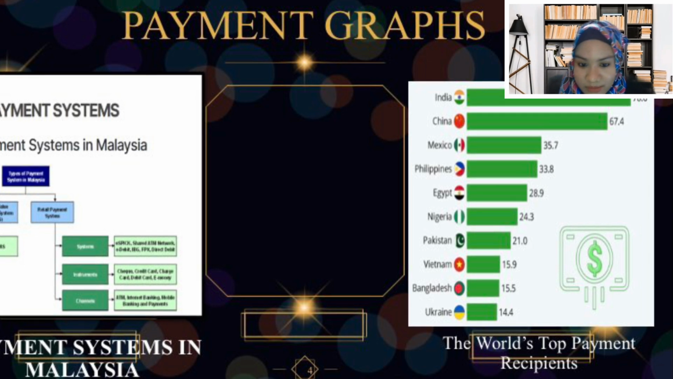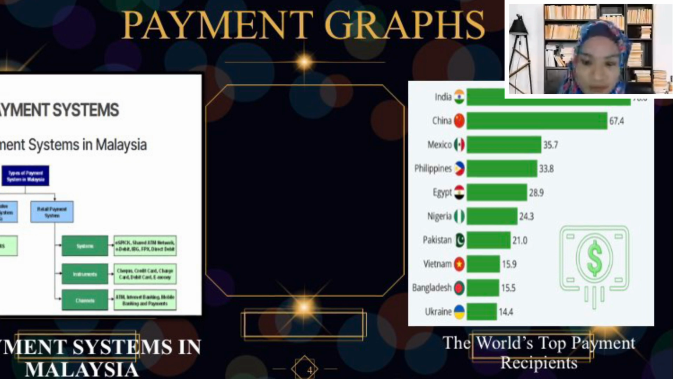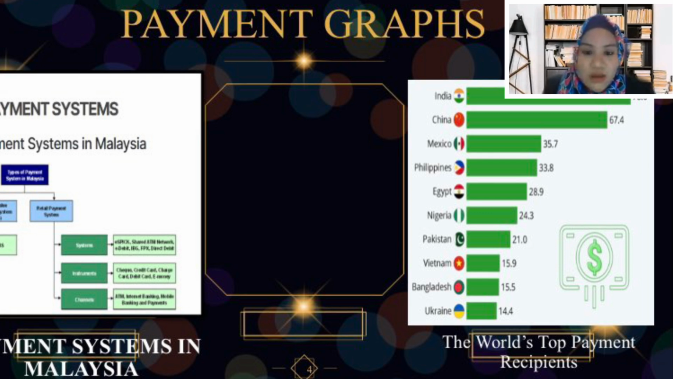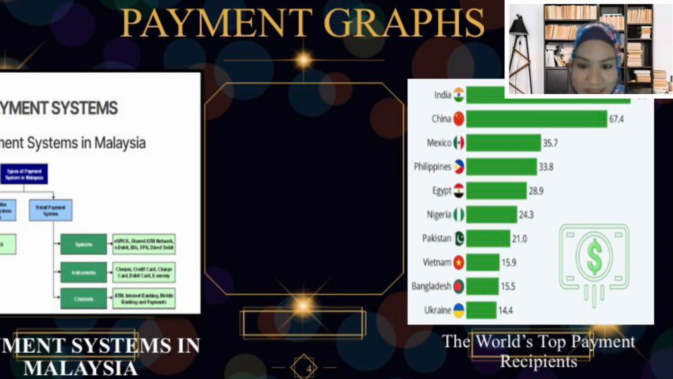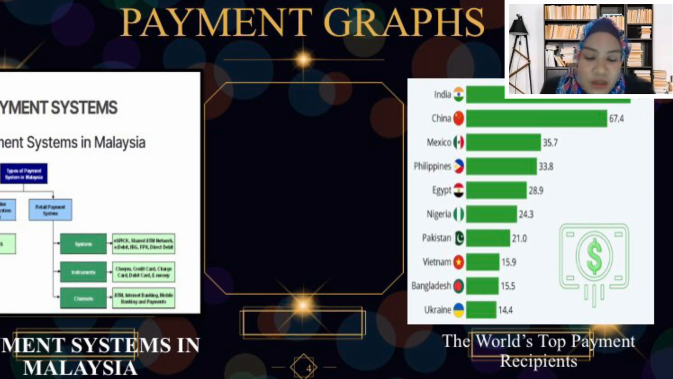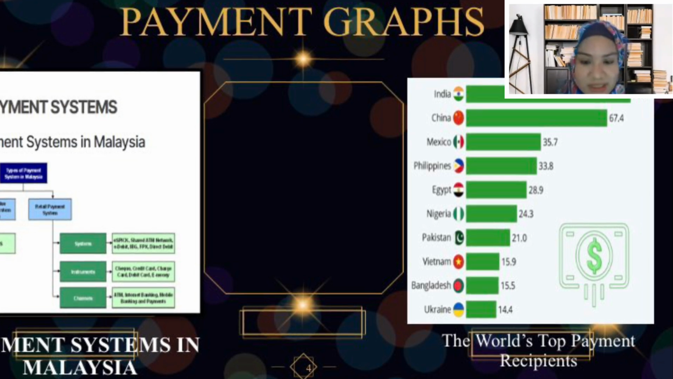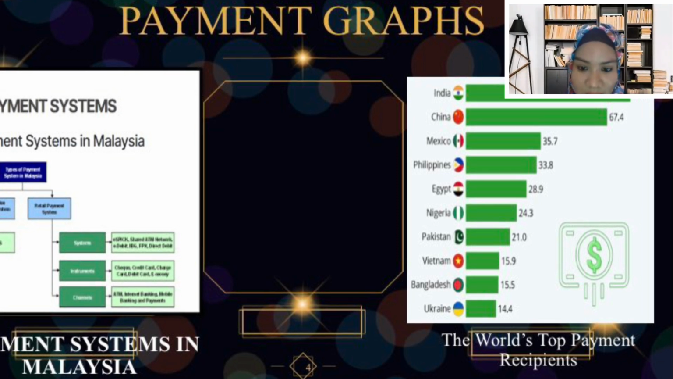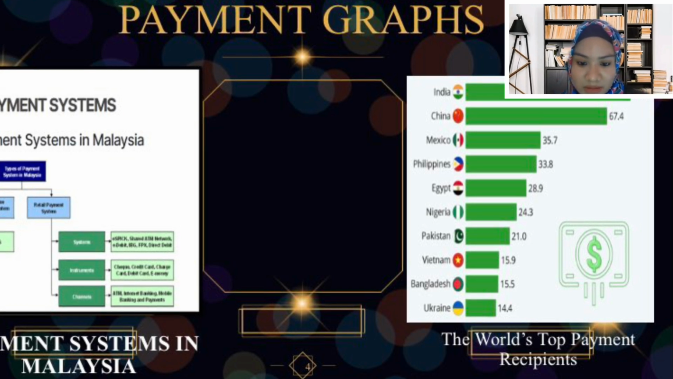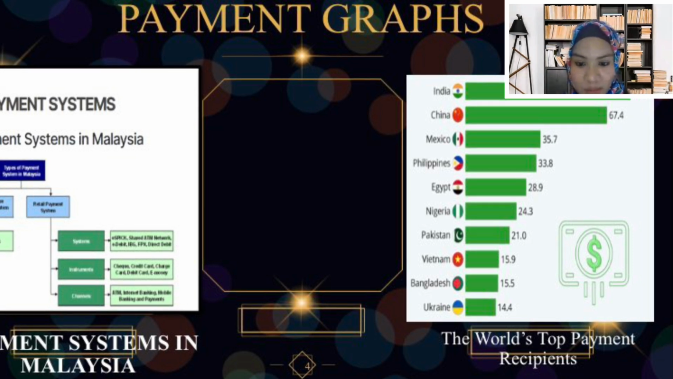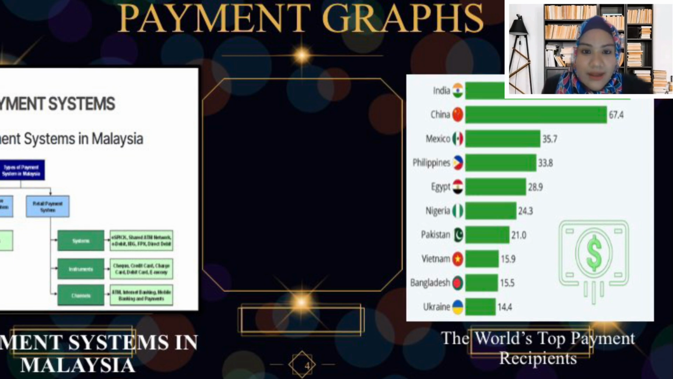The systems involve the shared ATM network, e-debit, interbank GIRO, FPX, and direct debit. The second, instruments, involves the check, credit card, charge card, debit card, and e-money. And lastly is channels. For the channels, we have ATM, internet banking, mobile banking, and payments.